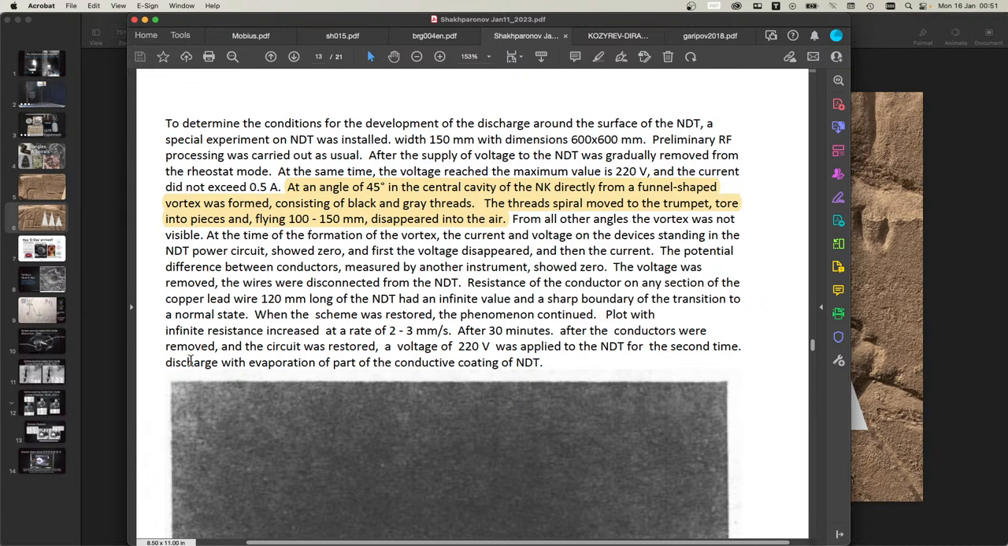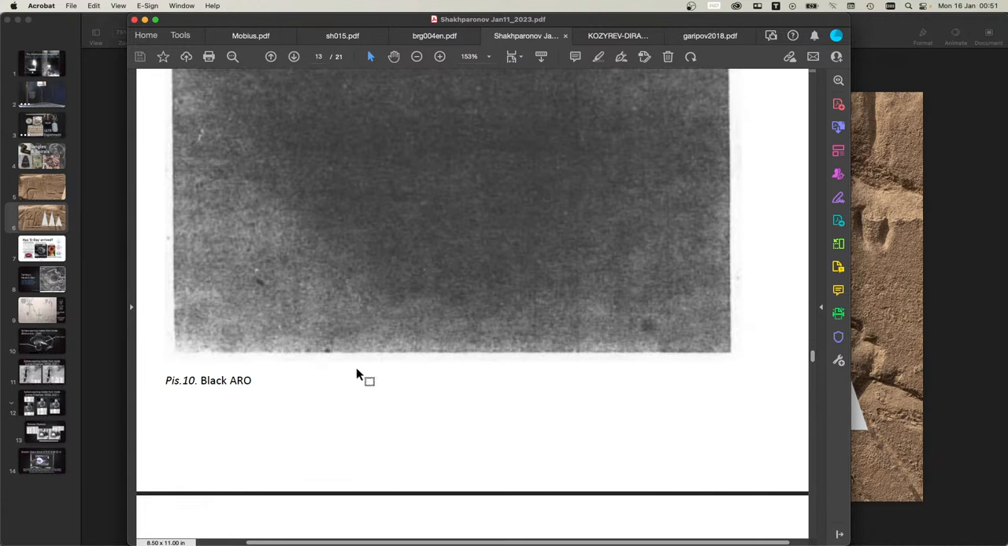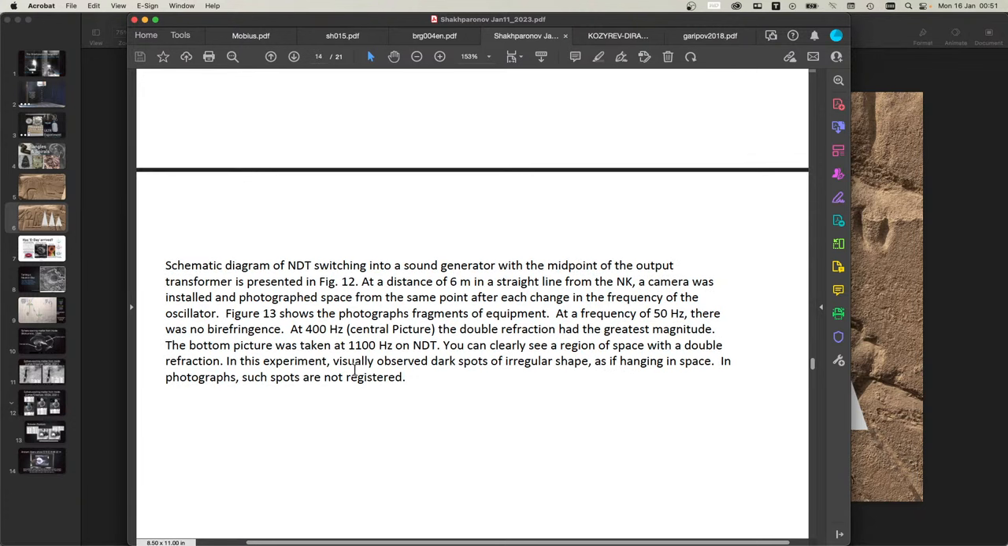After the conductors were removed and the circuit was restored, a voltage of 220 volts was applied to the Möbius strip for a second time, causing a discharge with evaporation of part of the conductive coating of the NDT. Okay, so really, really odd effects going on here.